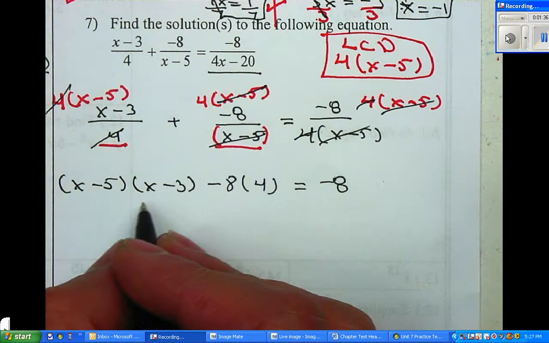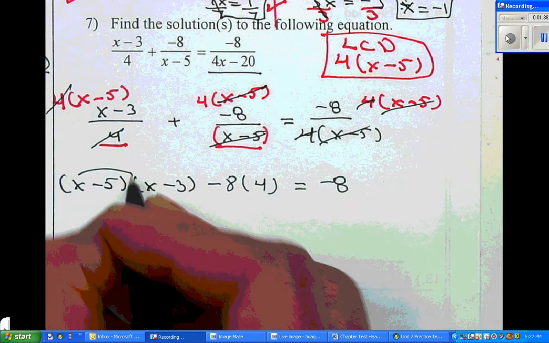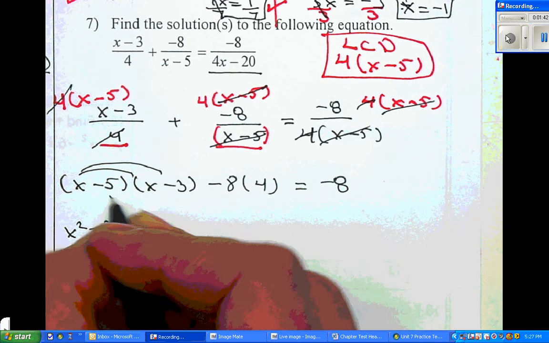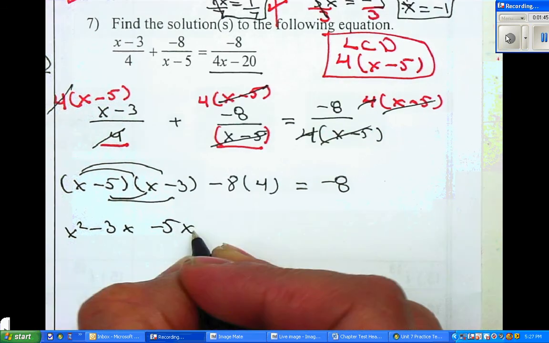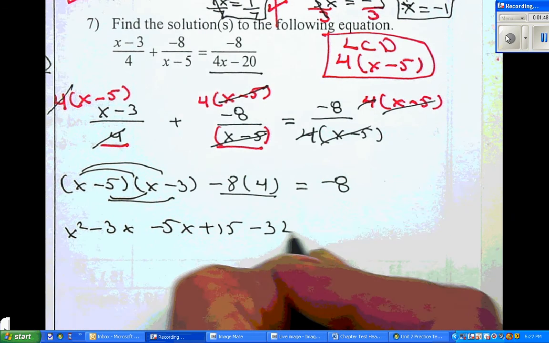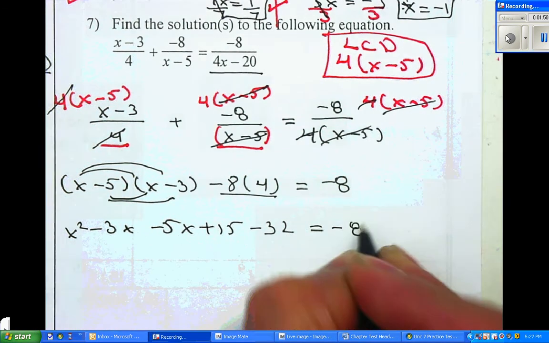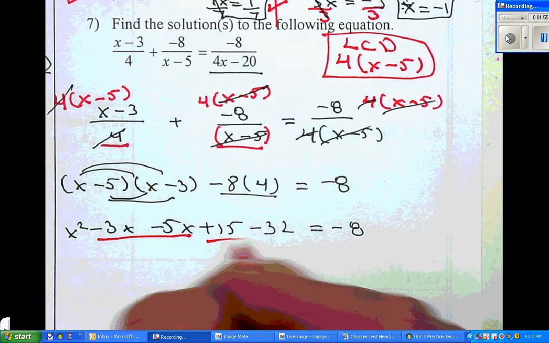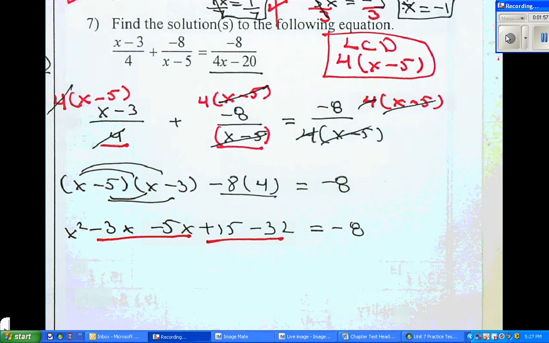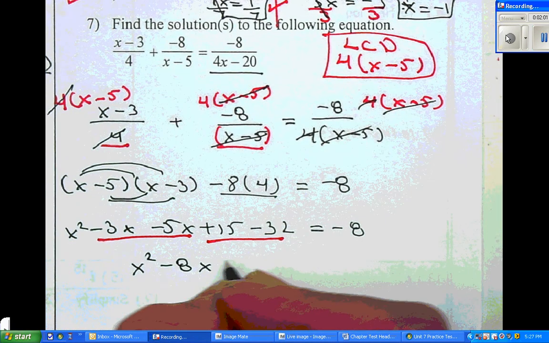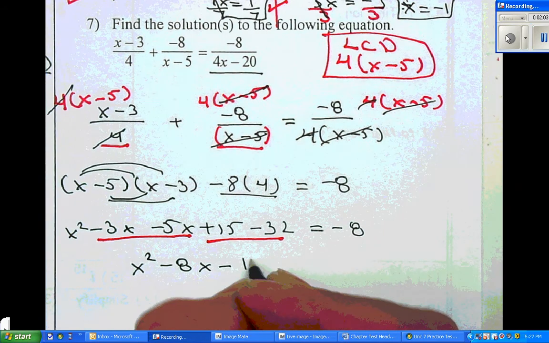I'm now going to FOIL this left-hand side. That gives me x squared minus 3x minus 5x and positive 15. That gives me negative 32. It's equal to negative 8. I'm going to combine the like terms on the left-hand side, combine those two and combine those two. That'll give me x squared minus 8x minus 17 is equal to negative 8.